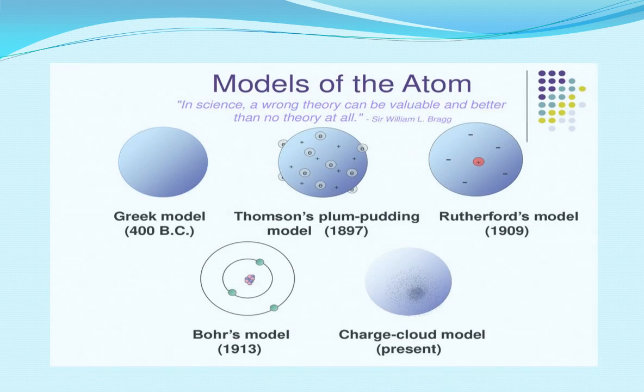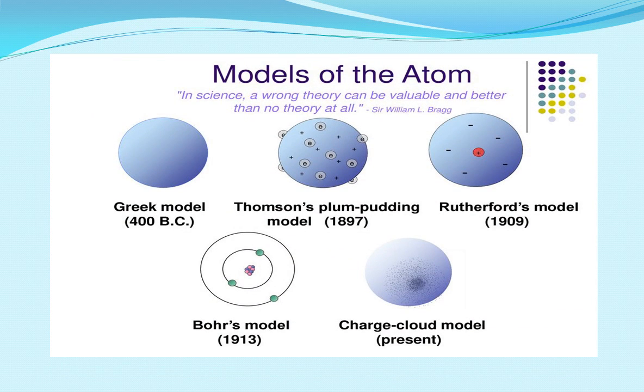Models of atom. What are the models? Greek model, Thomson plum pudding model, Rutherford model, Bohr's model, charge cloud model. The present view is that the atom looks like the charge cloud model. So these are all the models described by various scientists. They told this is the shape of the atom. Thomson told the atom looks like a plum pudding. Bohr told the electrons revolve around the atom. So a lot of scientists described the shape or the model of the atom.